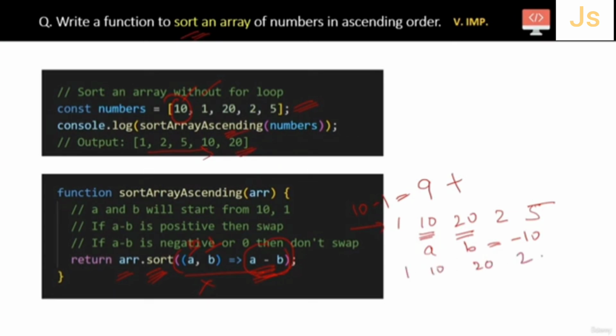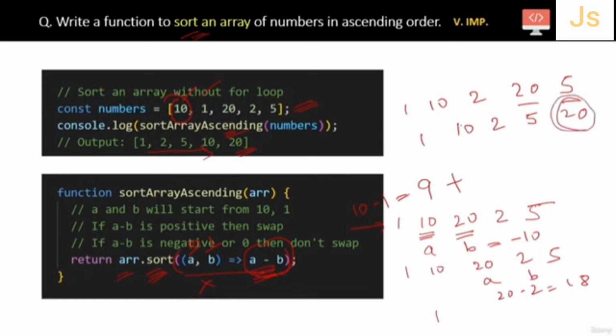Then next, 20 minus 2 equal to 18, positive. So swapping will happen. New array will be 1, 10, 2, 20 and 5. Now 20 minus 5, swapping again, 1, 10, 2, 5 and 20. So you can see we got the highest number 20 at the end from the first iteration. Then again the same a minus b iteration will happen for the first 4 numbers only, because the last element is fixed. Fifth element is fixed, which is 20. Now we have to sort the first 4 elements. And the second highest number will be set at the 4th place because of that.